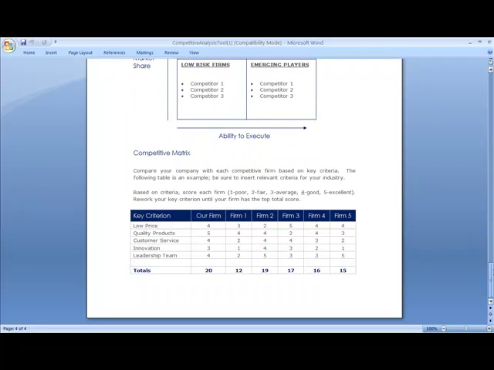And at the bottom, you have a competitive matrix where you can rank your firm in relation to your top competitors based on a lot of the key buying criteria. This tool can also be imported into another sales tool to help demonstrate your value proposition.